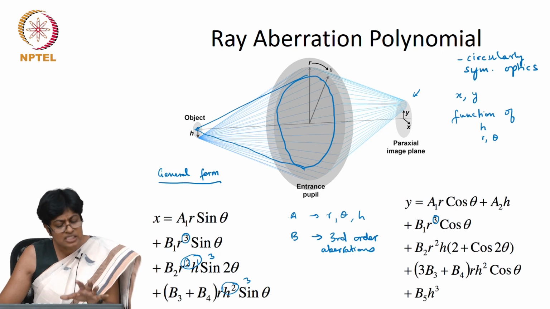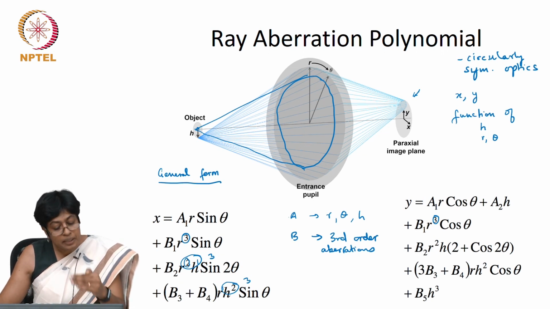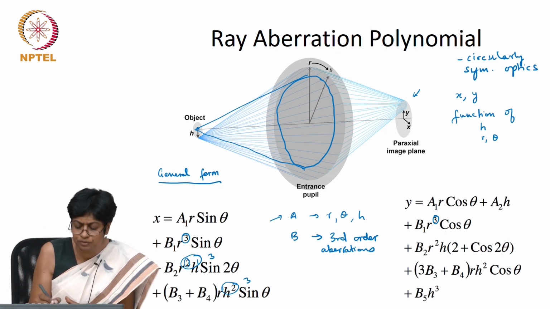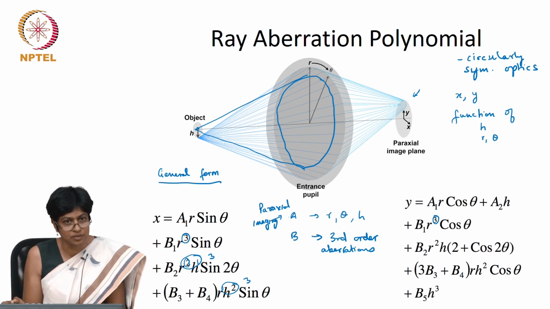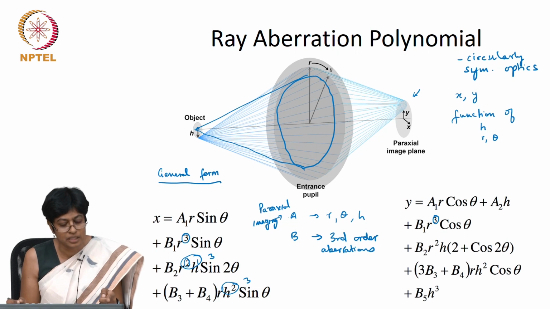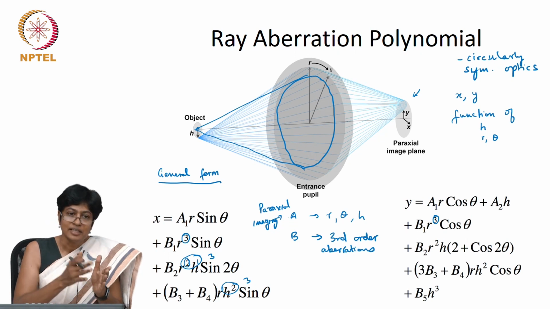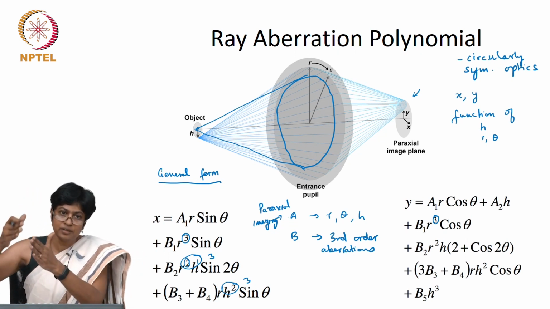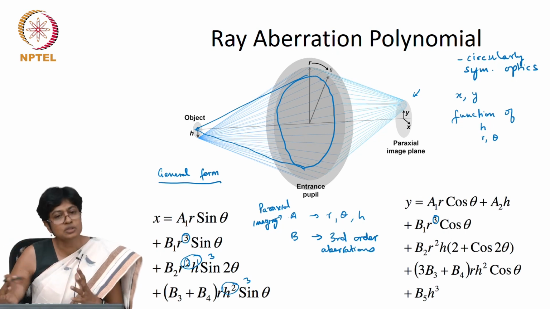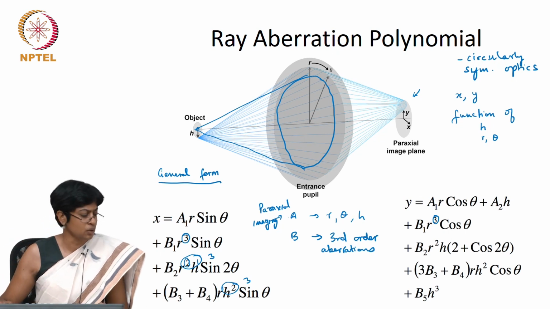So this is just to give you an idea that the x coordinate depends on r, h, and theta, but you can break up that dependence into parts. The A terms all have to do with just paraxial imaging. In fact, A1 turns out to be the transverse magnification, B1 is the spherical aberration, B2 is I think coma, B3 is astigmatism. So you're saying it deviates from here so much because of coma, deviates so much because of astigmatism. So taking all those ideas, you arrive at this.